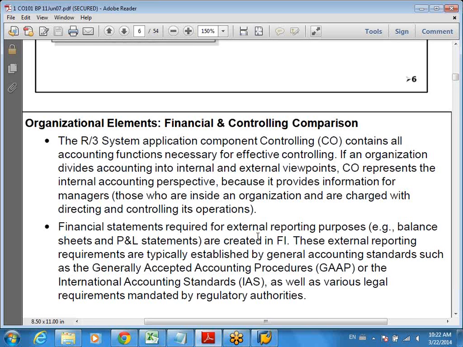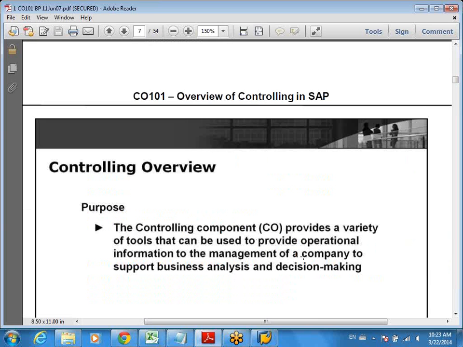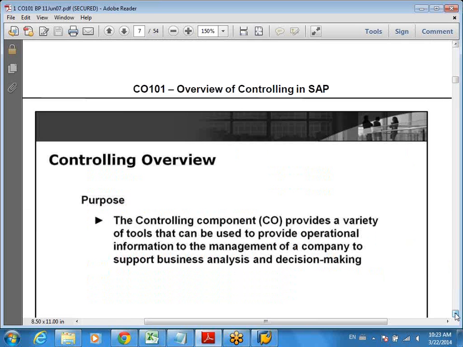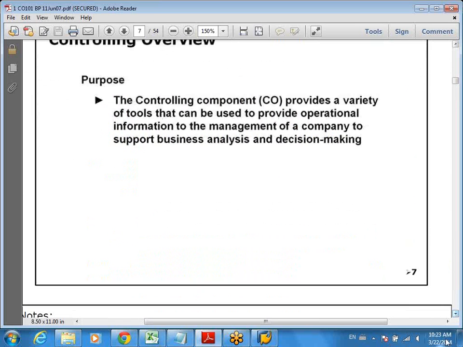CO contains all of the accounting functions necessary for effectively running your controlling organization, right? So CO represents the internal accounting perspective. FI is for the external perspective. And a lot of the managers use CO to make business decisions.